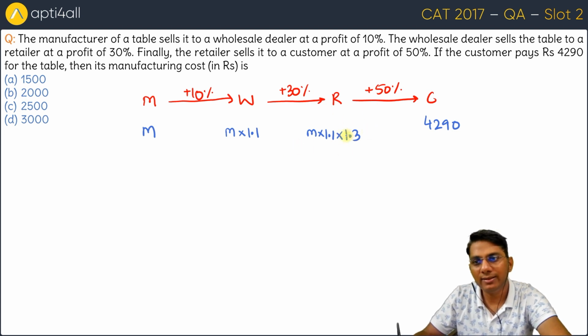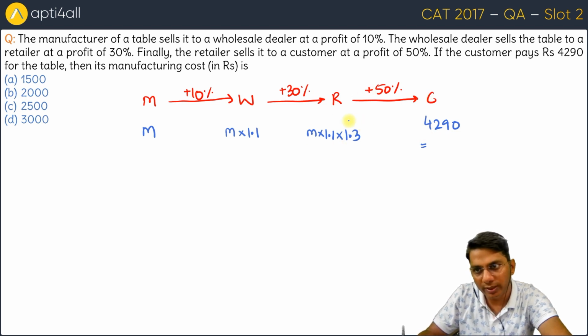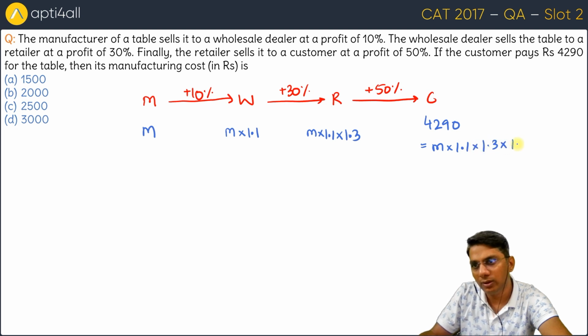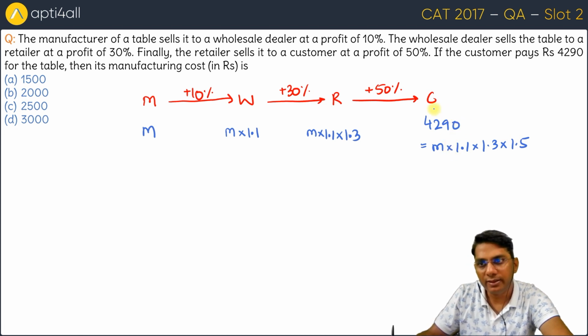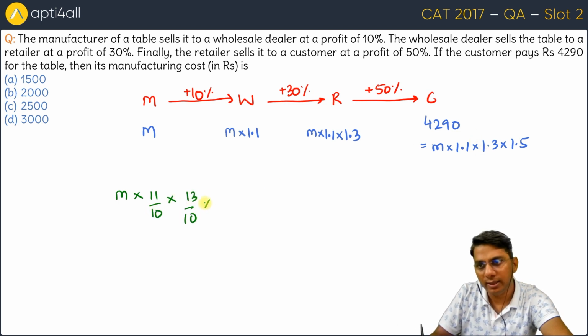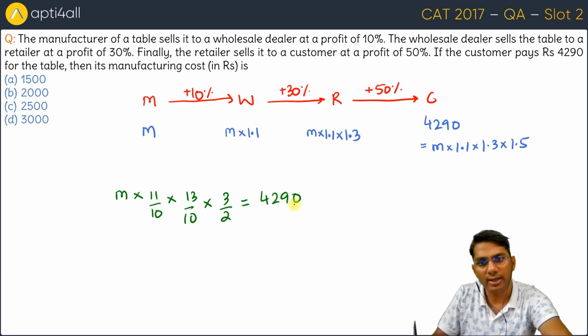And finally the retailer sells it to the customer. So the customer's cost price will be 50% more than this price. So M into 1.1 into 1.3 into 1.5. This is going to be the price for the customer, which is given to us as 4,290. So let's make the equation. M into 1.1 is 11 by 10 into 1.3 is 13 by 10 into 1.5 is 15 by 10, which is effectively 3 by 2, which is given to us as 4,290.